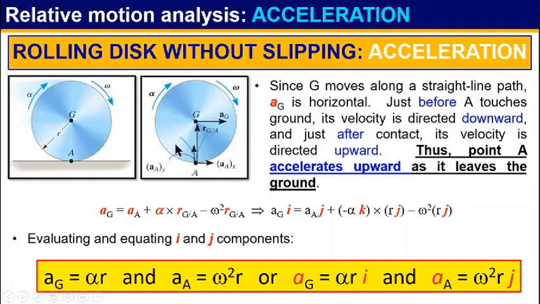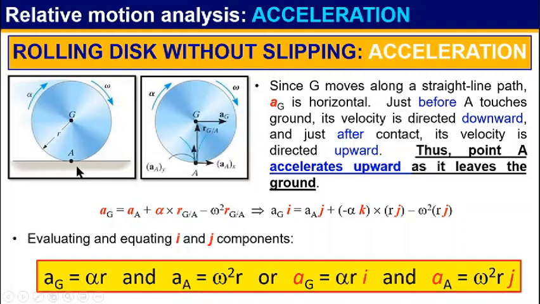We have the same disc in contact with the ground at point A. Since G moves along a straight line path, AG is horizontal. Just before A touches the ground, for example, A is here, before it rolls and touches the ground, its velocity is directed downward, because before the point touches the ground, the velocity is directed downward.